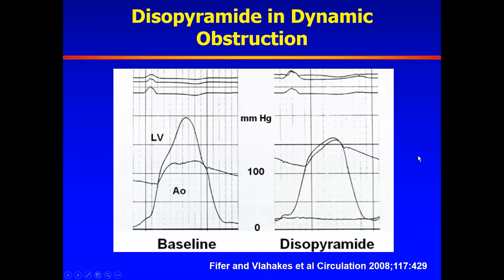If we use disopyramide, the guidelines advocate for using it in the hospital so you can monitor their EKG and their QRS and QT durations. And also, you want to be careful when you consider the drug in elderly individuals who may have narrow-angle glaucoma and prostate enlargement with urinary tract obstruction, so to speak. We've had few successes with disopyramide. In the vast majority of patients, you do not see the dramatic improvement that you see on this slide.